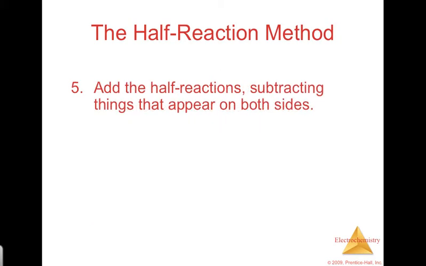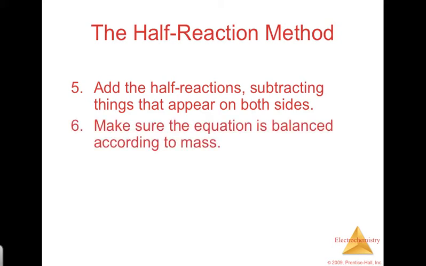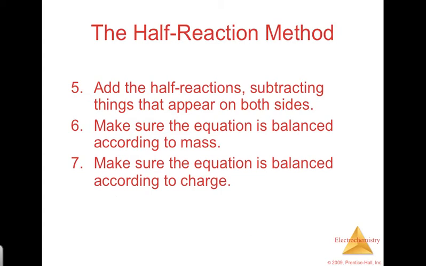Then you're going to add the half reactions and subtract things that appear on both sides. Double check when you're all done to make sure that the equation is balanced according to mass and also according to charge. The charge on either side of the equation must be the same.